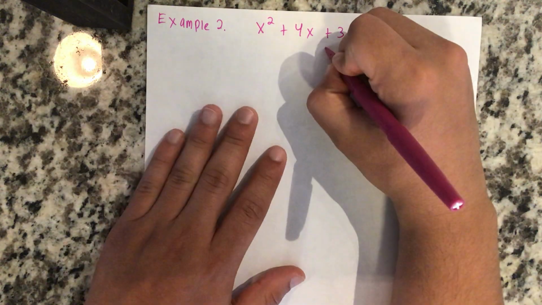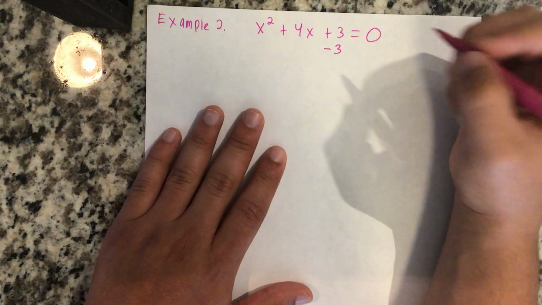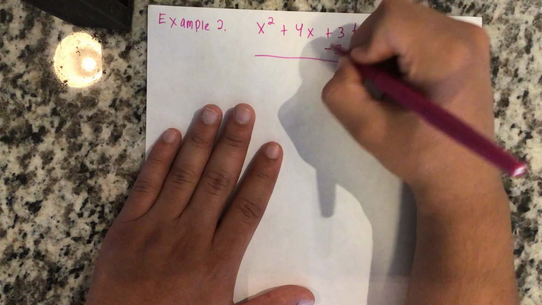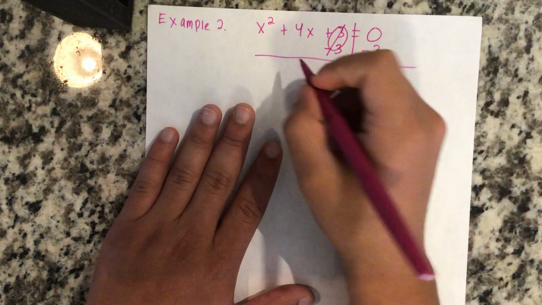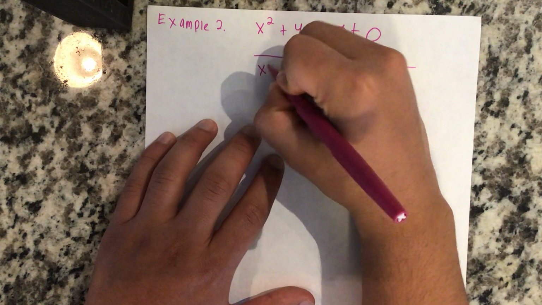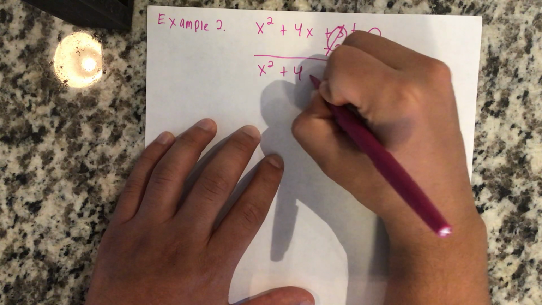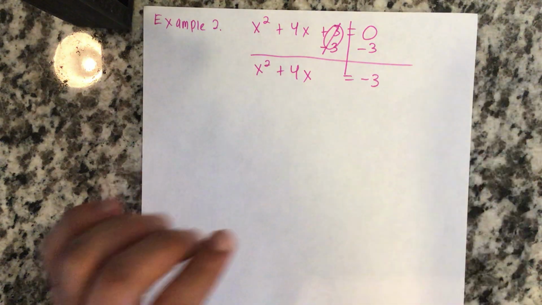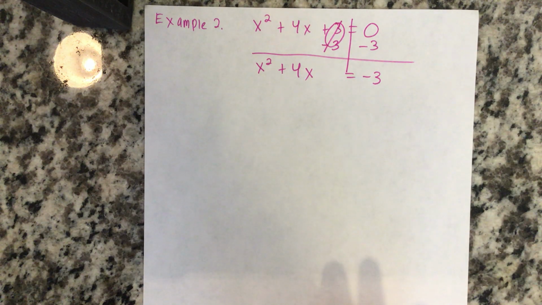So I'm going to subtract 3 from the left side. What I do to one side, I do to the other. I'm going to subtract 3 here. Okay? I get a 0 pair. So I'm going to rewrite everything on the left side. So I have x squared plus 4x, leave some space, equals negative 3. Okay? Step 1 is done.